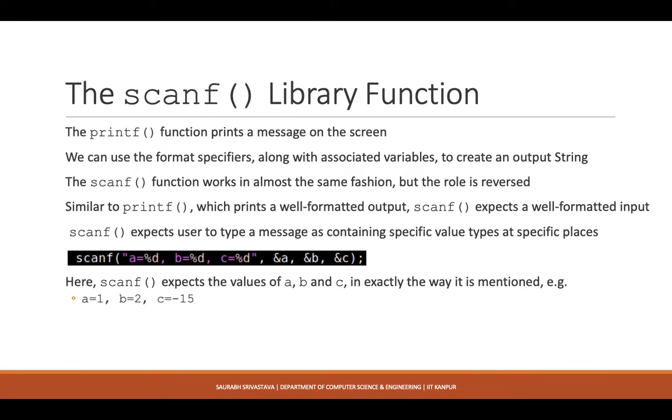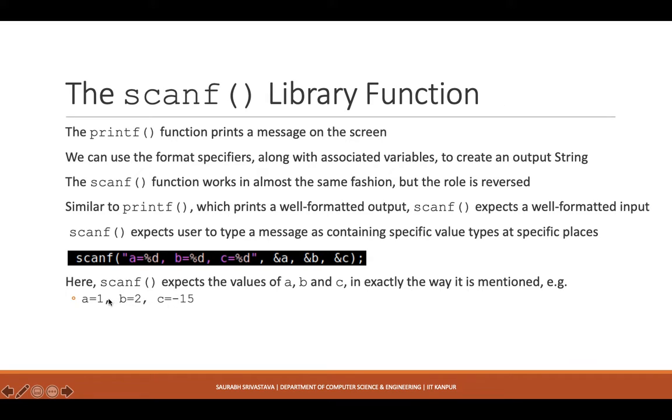So this is a simple example. It says scanf a equal to %d, b equal to %d, c equal to %d. So essentially what it expects now is that the user is going to type something on the shell which looks exactly like this, but instead of %d, it will be a value, right? So scanf expects the user to type something like this: a equal to 1, b equal to 2, c equal to minus 15.